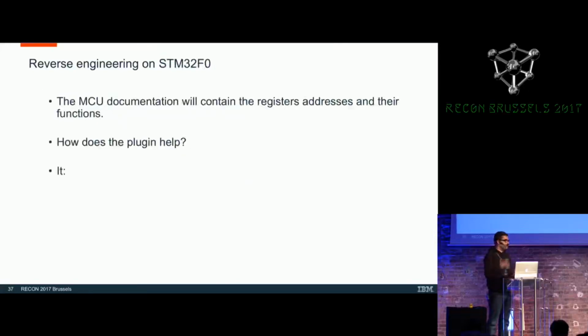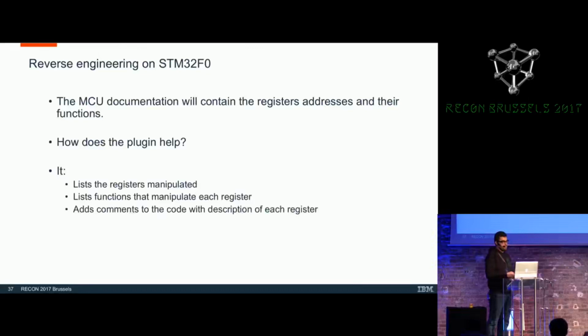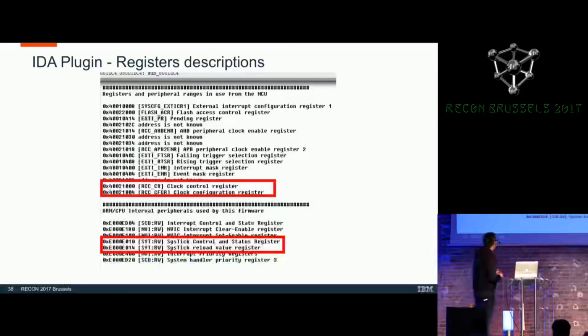Again, we can go to the documentation of the specific MCU. Since we were building a plugin to help us, we basically run a plugin that has some information from the documentation, and it will list all the registers that are manipulated and the functions that manipulate each register, so that we can go directly to the code that we want to see. It also has comments that will help us manage it. So in the end, we can see things like this.